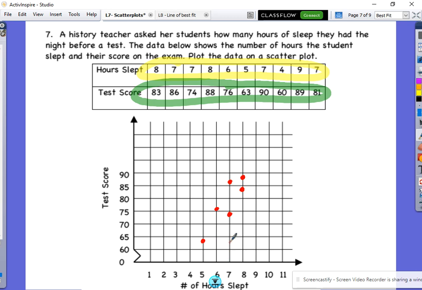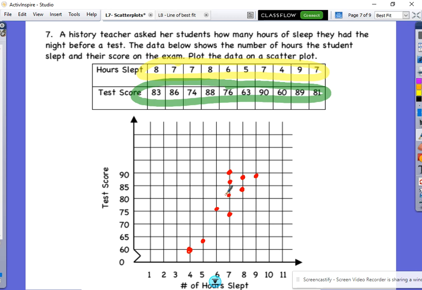(7, 90), so come back over here. (7, 90) is going to be over there. Go back down to 4 and 60. (4, 60) is right there. (9, 89), so right about here. And then (7, 81), so (7, 81).